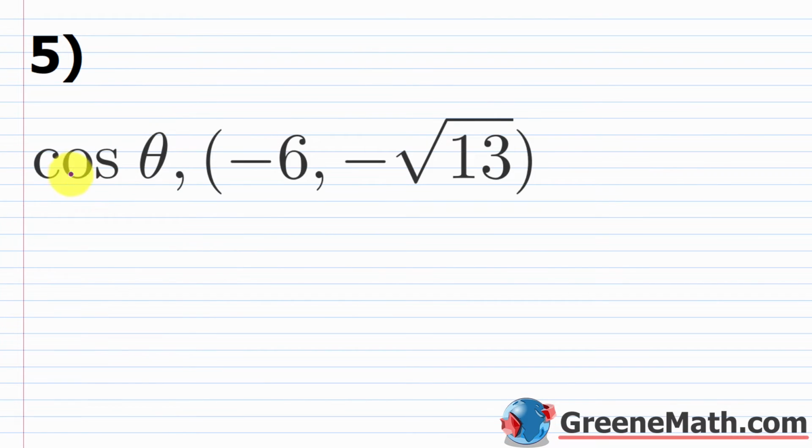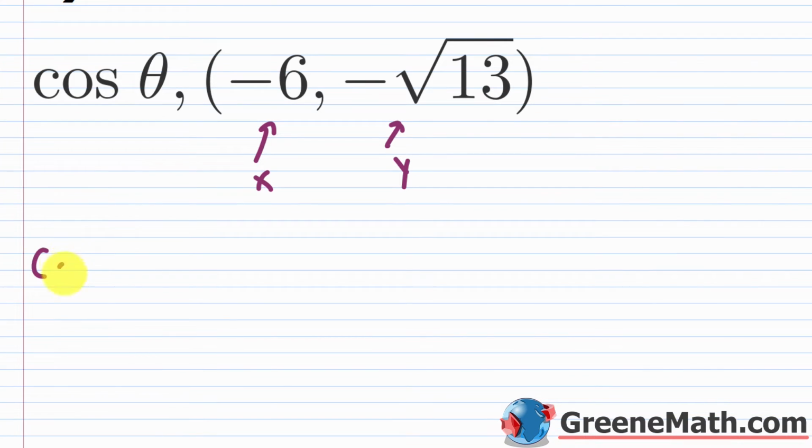Okay, let's look at problem 5. So we want to find the cosine of theta, given that the point here has an x value of negative 6 and a y value of negative square root of 13. So for the cosine of theta, we know that this is going to be x over r. Let me make this a little bit cleaner here. Okay, so for the x value, we know this is negative 6. So let me erase this and put negative 6. Again, for the r value, you just have to figure that out. Let me make this board a little bit better here.